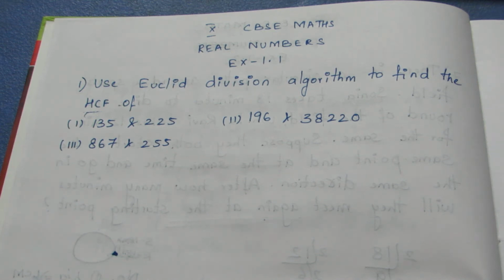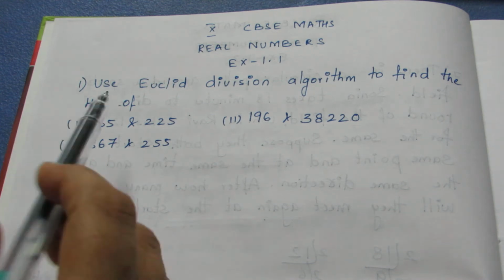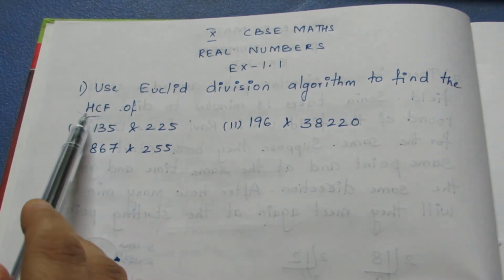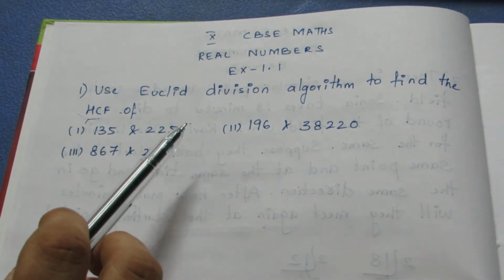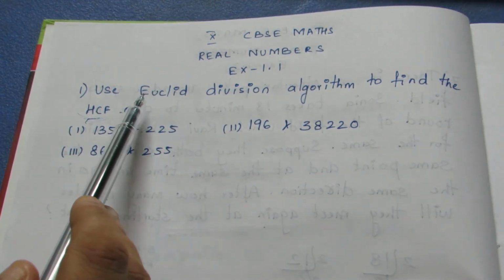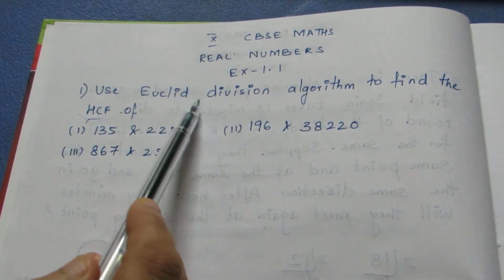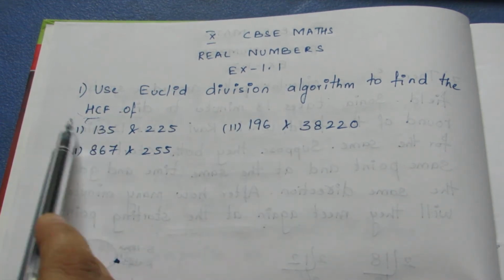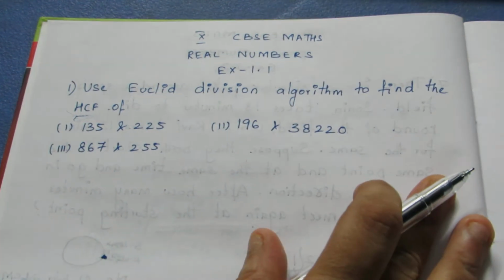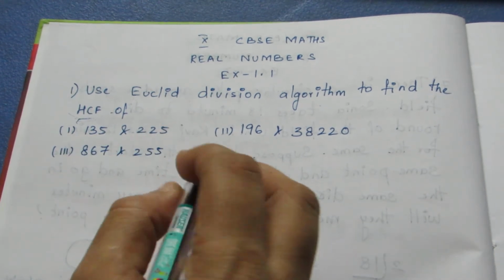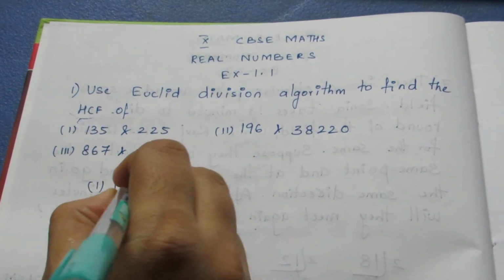Let's see the question. Use Euclid division algorithm to find the HCF of 135 and 225, 196 and 38220, 867 and 255. In the lower classes we have learned to find HCF by the prime factorization method. Here they have asked us to find the HCF using the Euclid division algorithm method. This you have learnt before, but I'll tell you how to do it.